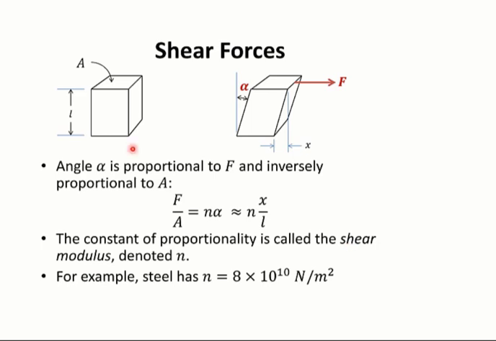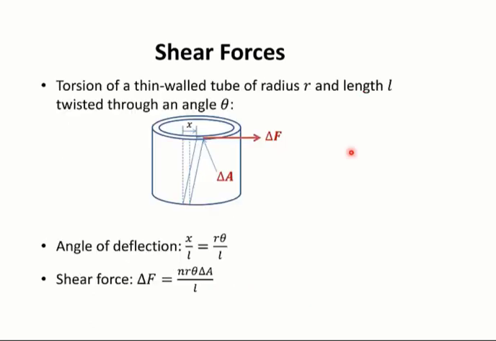For example, steel has a shear modulus equal to this. Now, the shearing force here can create a torsion or twisting force in objects. So for instance, we have an object like this, a thin-walled tube, which is fixed at this end.